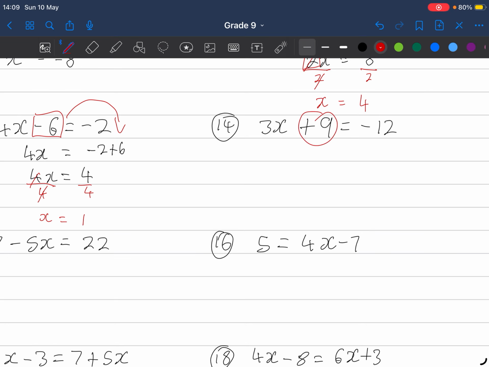Alright. Treat this first. So equals to 3x minus 12 minus 9. Remember to change these signs when you take it across. Then 3x is equal to minus 21. Divide both sides by 3. These cancel. X is equal to negative 7.